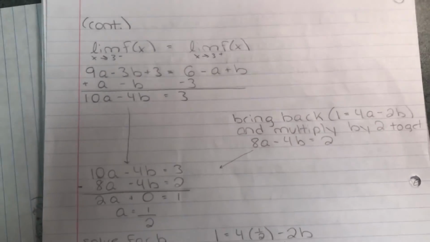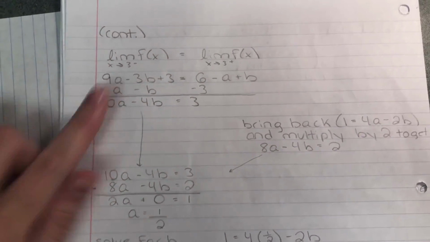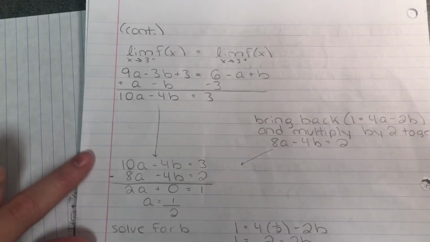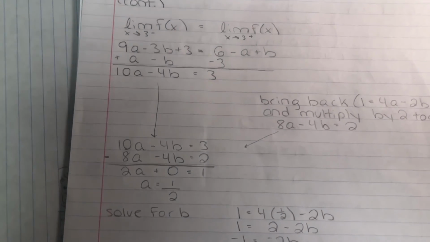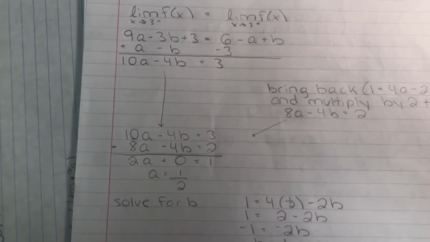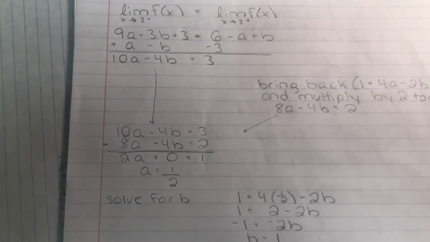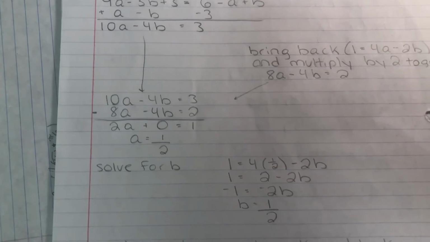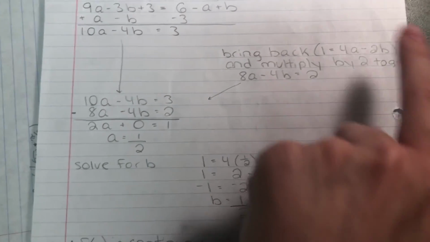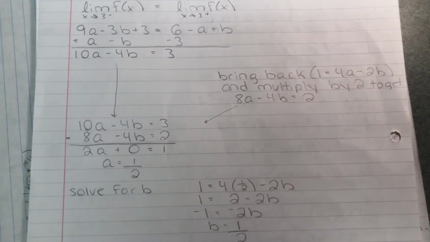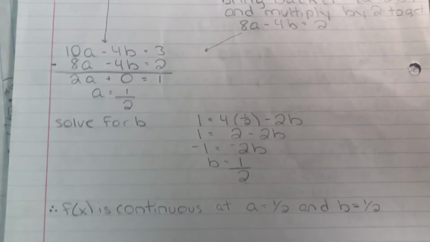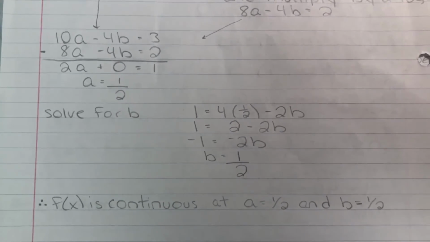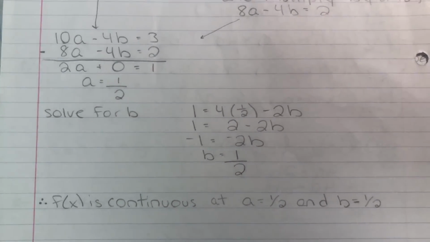Next, we're going to take these two equations, this one and this one, and set them on top of each other and subtract down to get 2a equals 1. Then solve for a, and a equals 1/2. Next, we're going to solve for b. I'm going to use the equation from above because it has the smallest variables and it's easy to solve for b. The steps are as follows, and b equals 1/2.